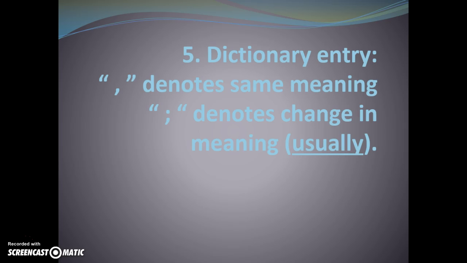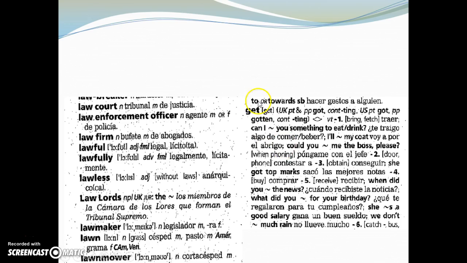So let's look at another dictionary entry and I'll show you what I mean. If we look over here at the left-hand side that says lawful and lawfully, you've got a comma right after legalmente. So legalmente and lícitamente both mean the same thing. They are synonyms, so you can use them interchangeably. If we look at the right hand side with our lovely friend to get, when we see that semicolon right there, we now know that we are going to change meaning. So we've got the first meaning, I'm going to get my coat, versus could you get the boss please. So we've got two different meanings there, denoted by the semicolon.